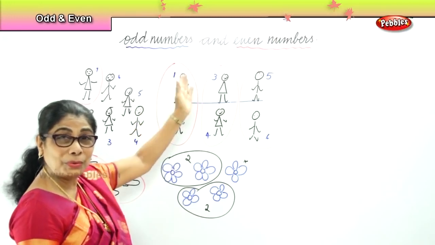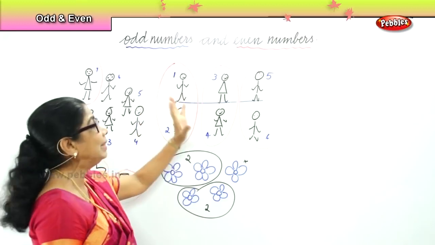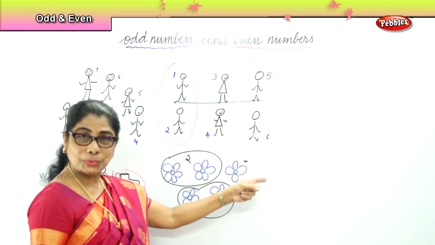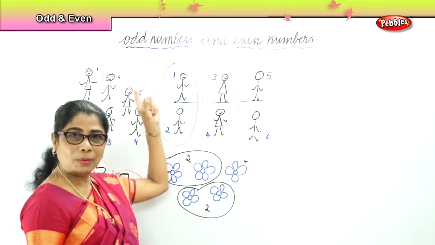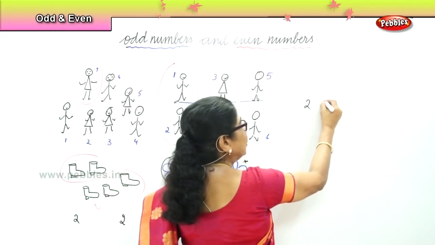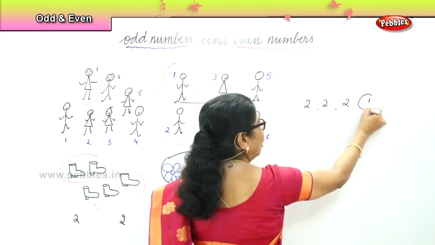One group, two group, three group. So six friends have joined together and we got three groups. Two plus two plus two. And here you have one out. What do we have here? Two friends, then two friends, then two friends, and then we have one out.